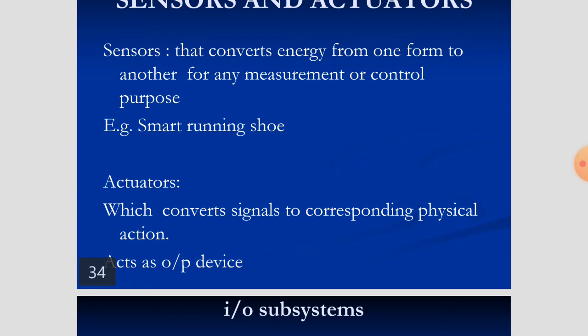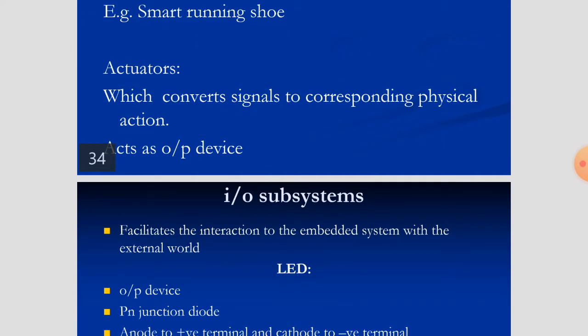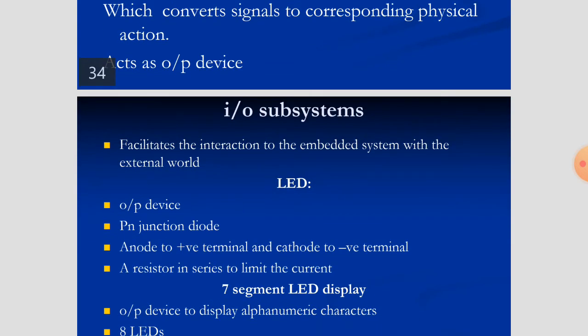You will get the outputs. Those outputs are nothing but actuators. The actuator takes the output of a particular application and converts those signals into corresponding physical actions, acting as an output device. Here we'll study which are the inputs and outputs in the systems, known as input and output subsystems. Inputs are nothing but sensors, and outputs are controlled by actuators.